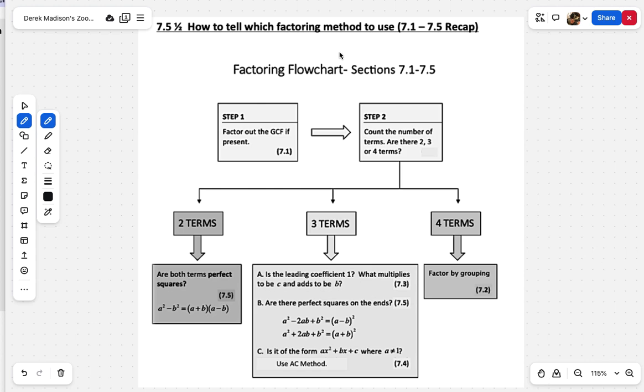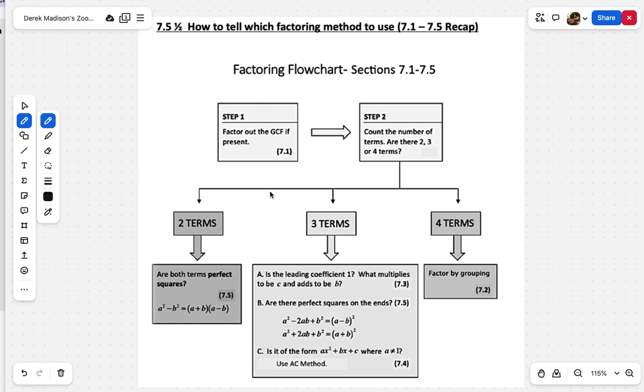Hey all, so this is just a little recap of section 7.1 through 7.5. So we've now seen a bunch of different methods of factoring, and as we run into them in the course of doing other math, it's not going to be in a section that's labeled, this kind we factor by grouping. You'll have to be able to recognize it, and likewise when you're taking the quiz or the exam, there's just going to be a bunch of problems on there and they're going to say factor.